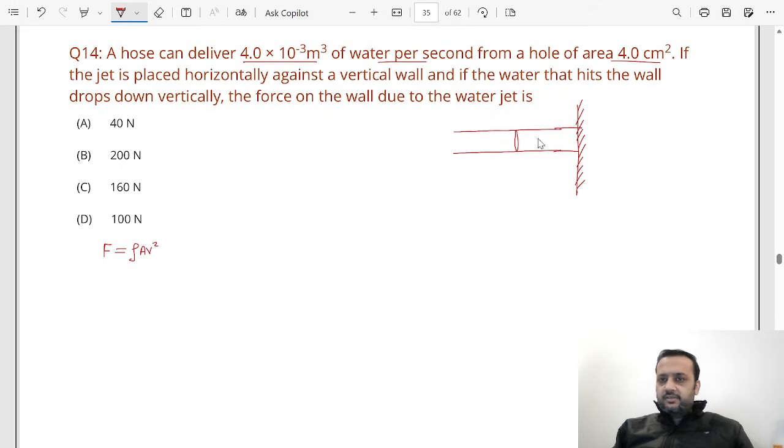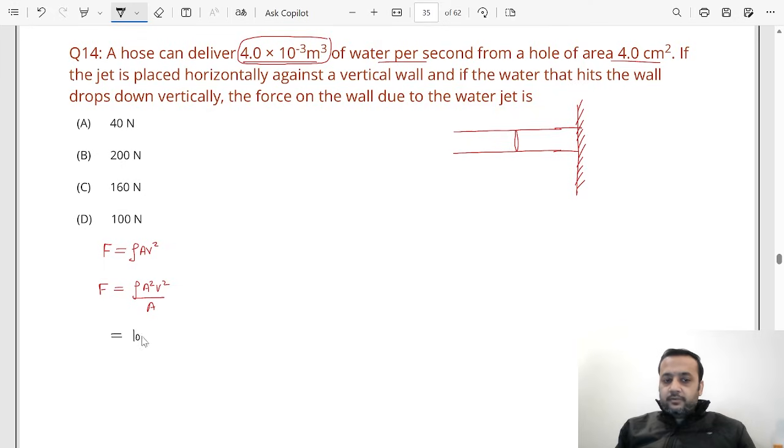When such a fluid stream strikes a wall, this standard result gives the force as rho A v squared, where rho is the density of the water. Now, if I multiply this by A and divide by A, why? Because this is the rate of volume flow, the volume of water hitting per second. So this is nothing but A into v. You should remember that A into v is the rate of volume flow.